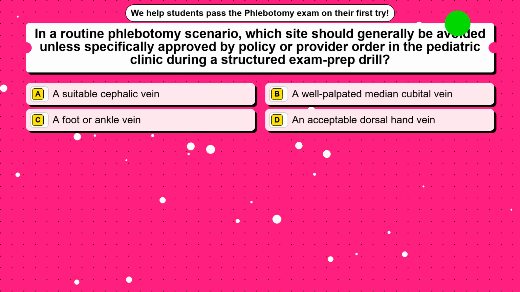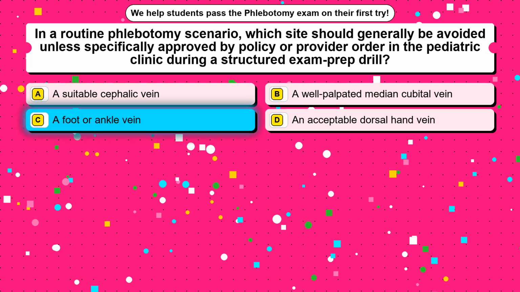Question 34. In a routine phlebotomy scenario, which site should generally be avoided unless specifically approved by policy or provider order in the pediatric clinic during a structured exam prep drill? Option A. A suitable cephalic vein. Option B. A well-palpated median cubital vein. Option C. A foot or ankle vein. Option D. An acceptable dorsal hand vein.